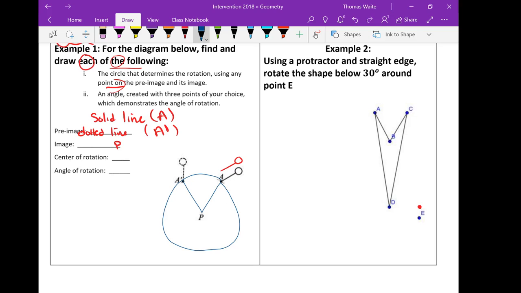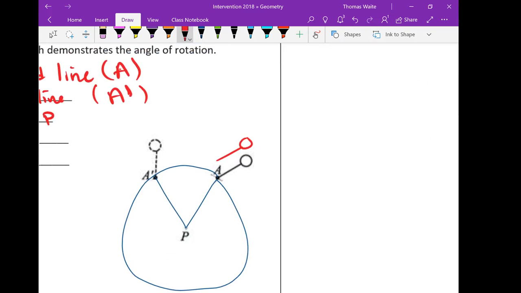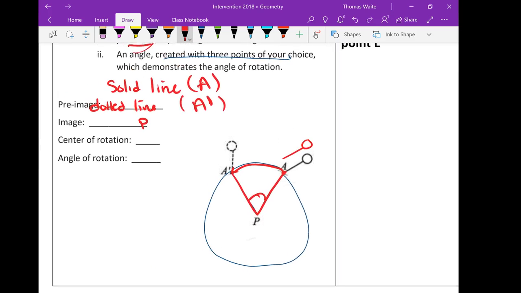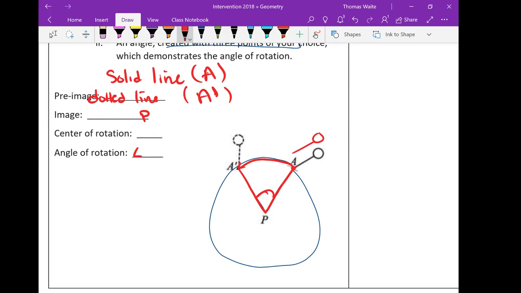And then the angle of rotation, it says an angle created with 3 points of your choice, which demonstrates the angle of rotation. So looking at our diagram here, if we're looking at point A, rotating over to point A prime, say the angle that it rotated is this angle formed right here, underneath it. So from point A to point A prime, we rotated this angle. And again, the way we name an angle, I'm going to label it over here. The angle of rotation is going to be angle.